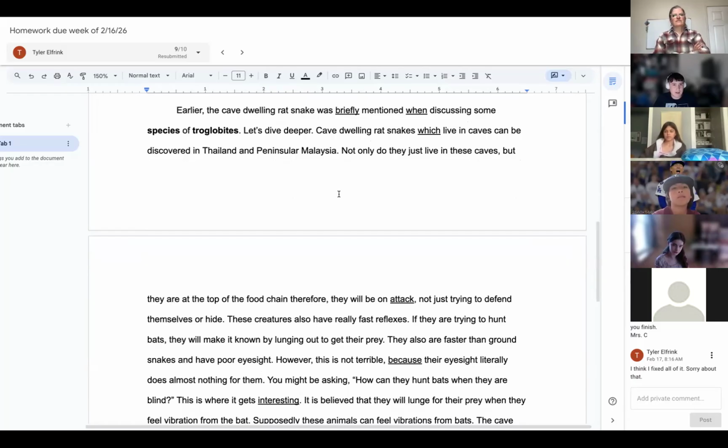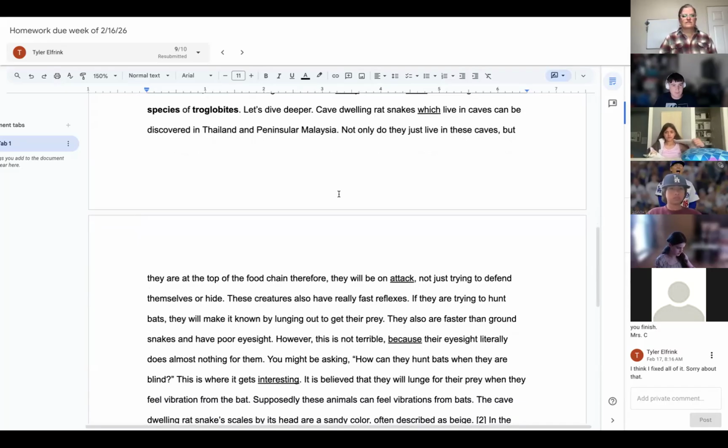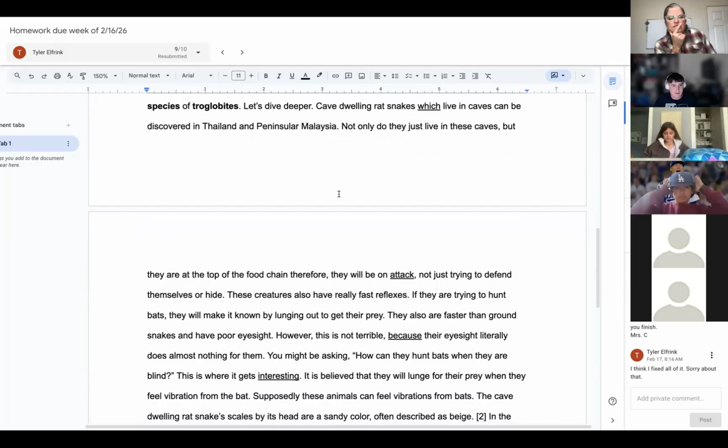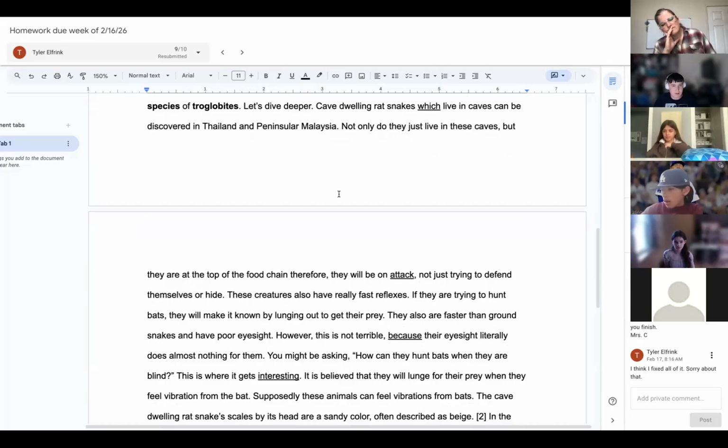Earlier, the cave-dwelling rat snake was briefly mentioned when discussing some species of troglobites. Let's dive deeper. Cave-dwelling rat snakes, which live in caves, can be discovered in Thailand and peninsular Malaysia. Not only do they just live in these caves, but they are at the top of their food chain. Therefore, they will be on the attack, not just trying to defend themselves or hide. These creatures also have really fast reflexes. If they are trying to hunt bats, they'll make it known by lunging out to get their prey. They also are faster than ground snakes and have poor eyesight. However, this is not terrible because their eyesight literally does almost nothing for them.